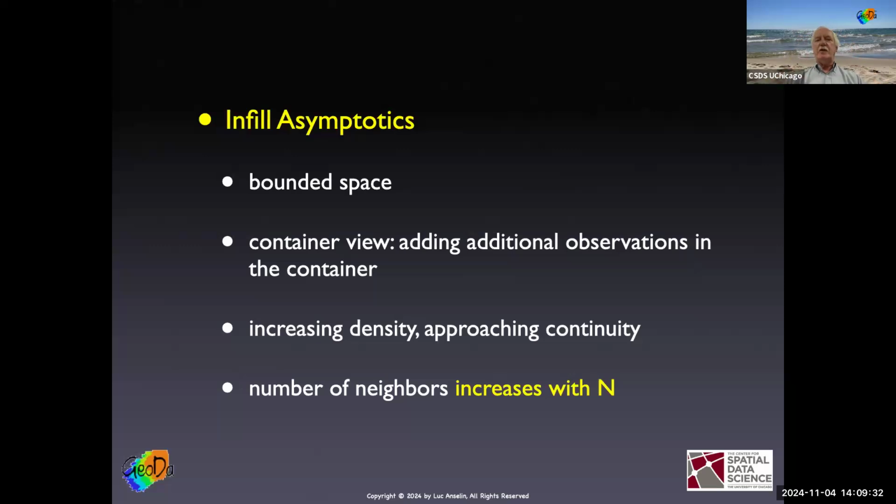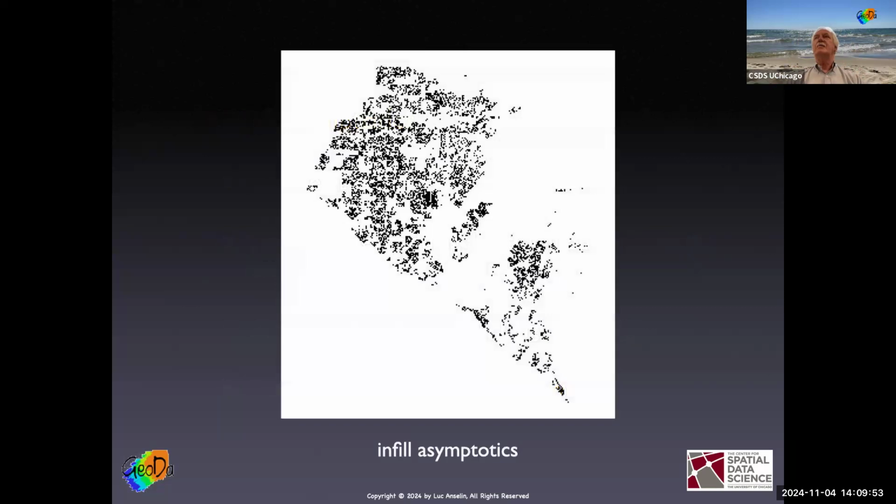The density increases. The number of neighbors increases with the sample size. And sometimes that's a good thing because it gives you more information around every given point. But for other things, it's not a good thing, where you want a limit on the number of neighbors that are involved. And so this is infill asymptotics.